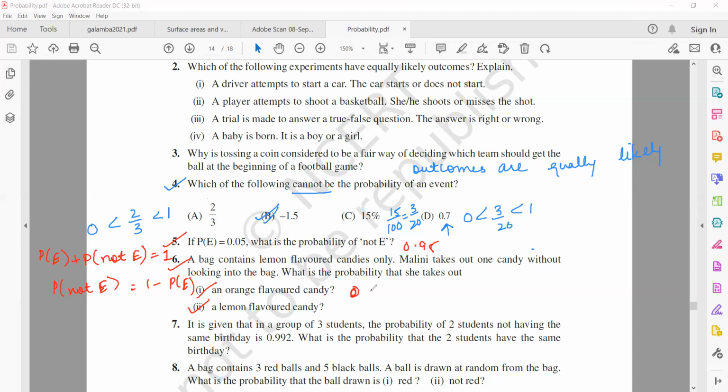Or you write like this, no? P of orange candy is equal to 0, right? And P of a lemon candy is 1.